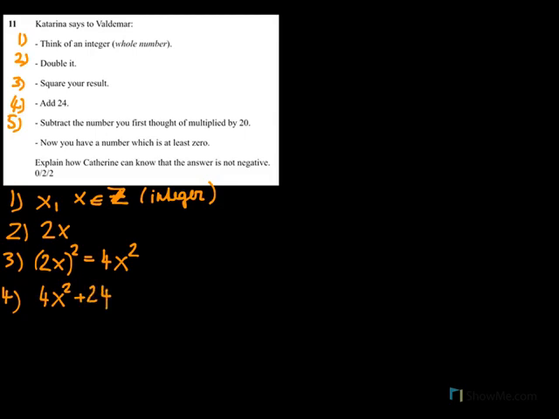And in the final step, she asks him to subtract the number you first or originally thought of. So again, we start with the number from the previous step, and now subtract the number you thought of, that's just x, multiplied by 20. So minus 20x.